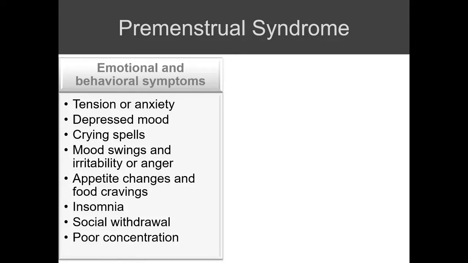Appetite changes and food cravings, you might be more hungry than usual. It might be that you just can't help but eat chocolate or whatever. Insomnia, having difficulty sleeping. You might not want to be around other people who you normally like to be around, social withdrawal. And then difficulty concentrating. This poor concentration can manifest itself in forgetting things. It could manifest itself in, sort of in the middle of your sentence, you kind of forget what the theme of the conversation was, this sort of absent-mindedness.